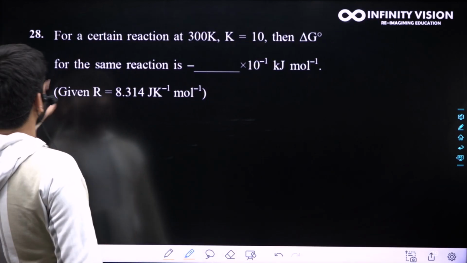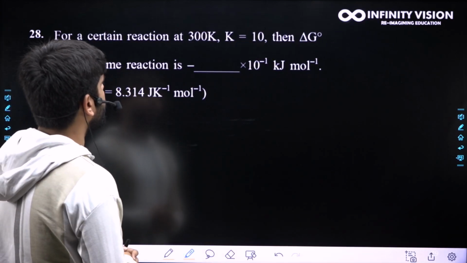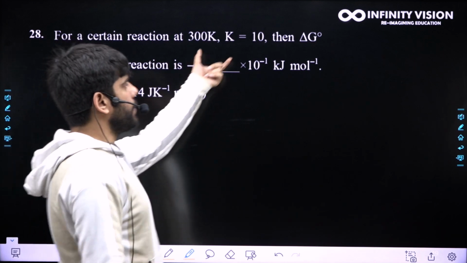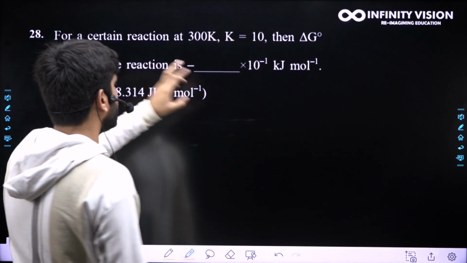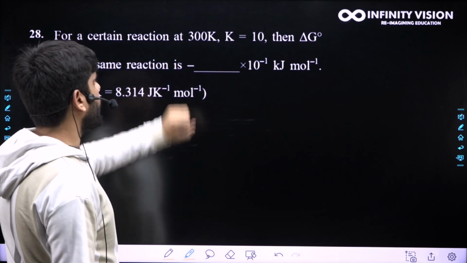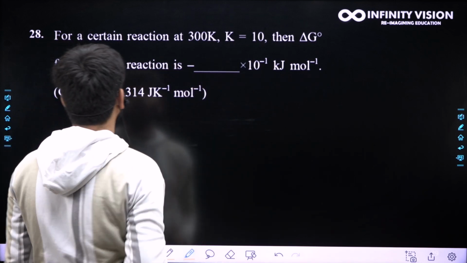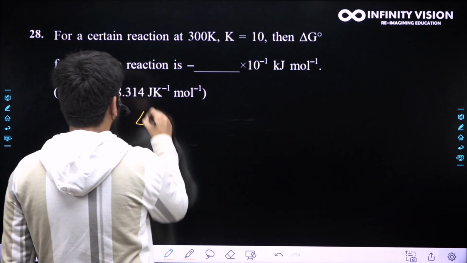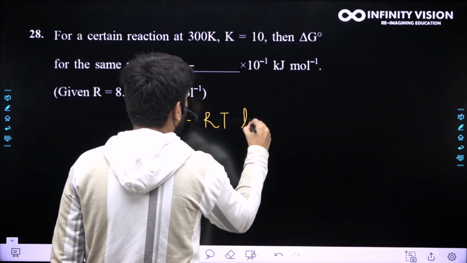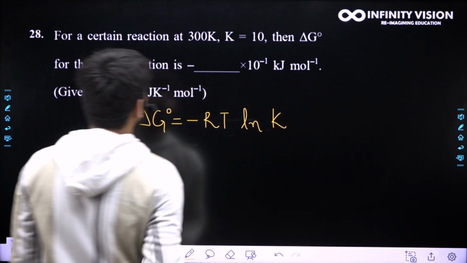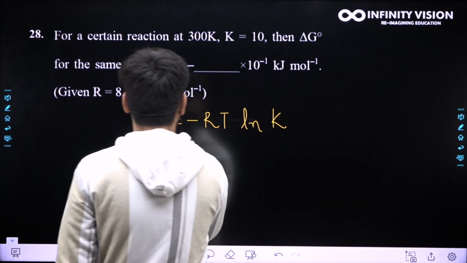All right. For a certain reaction at 300 Kelvin, the K value is given to you, that means the equilibrium constant. Then delta G naught, the standard Gibbs free energy for the same reaction, is minus dash. Again, a formula based question. We know delta G naught is minus RT ln of K, right? So let us see.